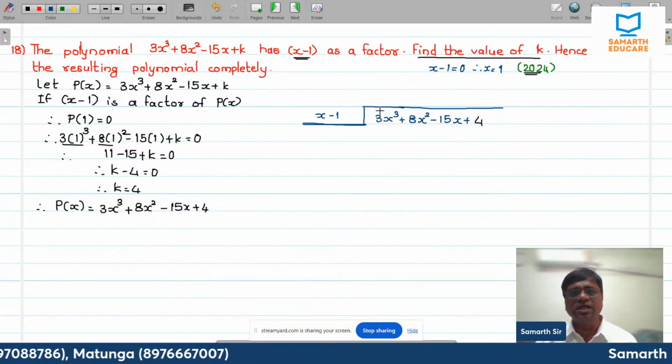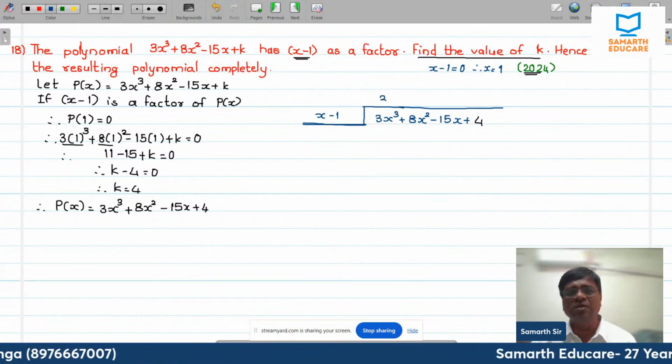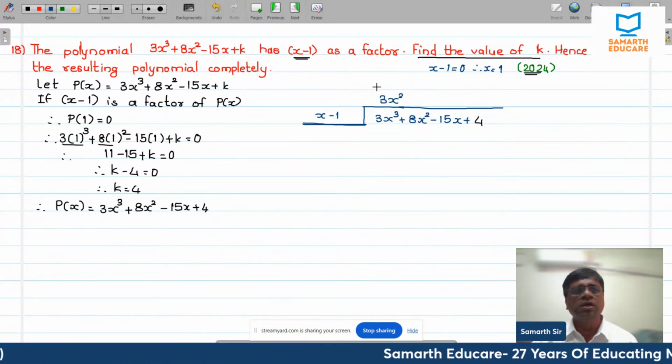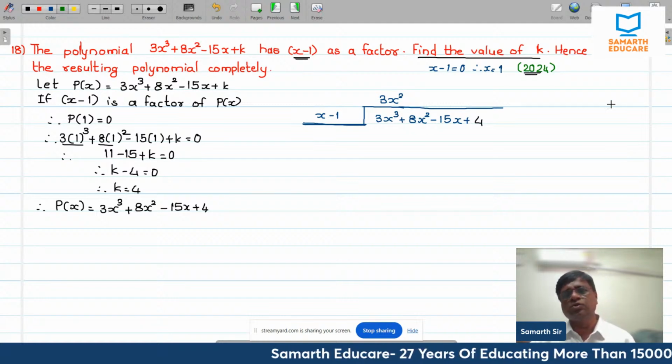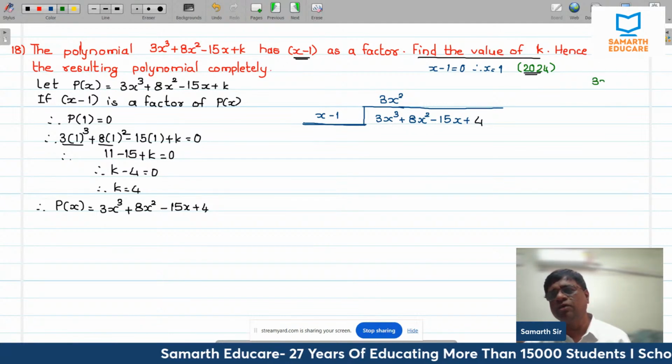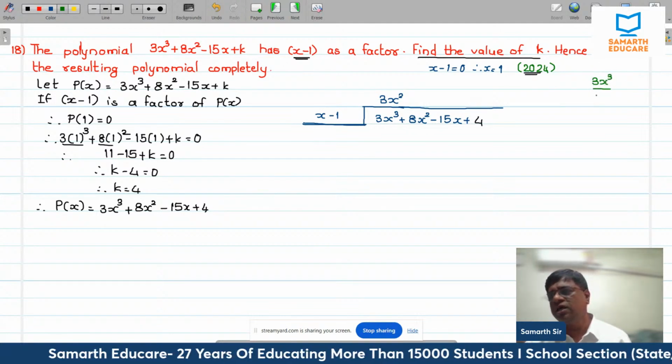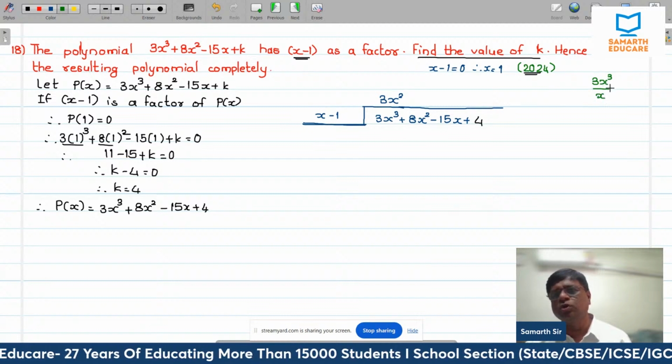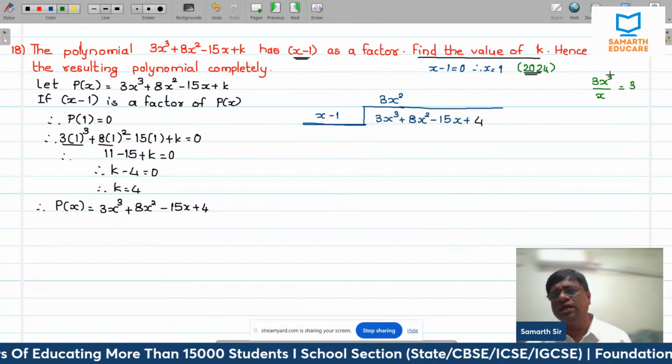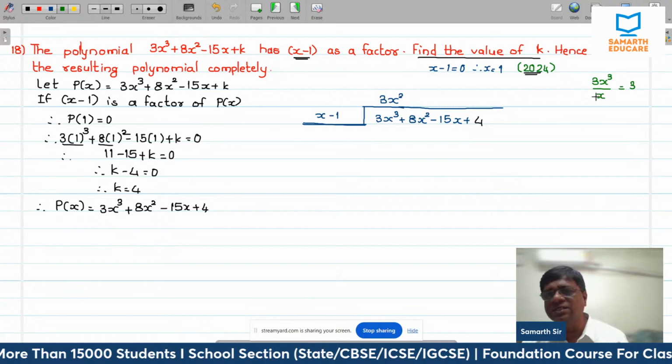I want x and I want 3x cube. So I will have to multiply by 3x square. Where did 3x square come from? So 3x cube I want, and I have x. So I will divide this 2. Right? 3 stays the same, x upon x cube upon x raised to 1.